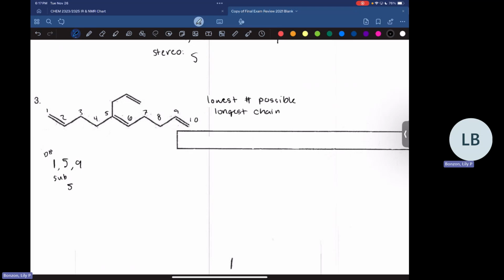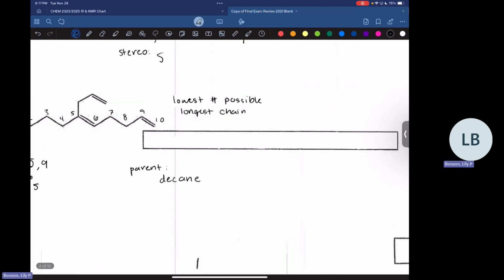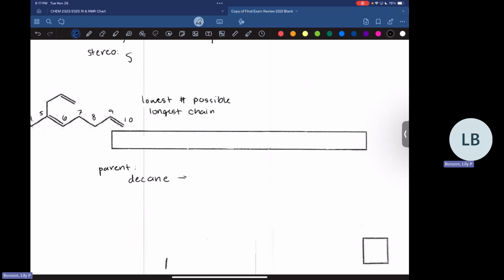So again, starting with the parent chain, we have a 10 carbon chain, which would be a decane. And then with the 3 double bonds that we have in that structure, this is going to become a decatriene. So deca, and then our numbers were 1, 5, and 9. 1, 5, 9, triene. Or if you like, you can put them at the beginning of the structure. So 1,5,9-decatriene. And that would be our parent name.